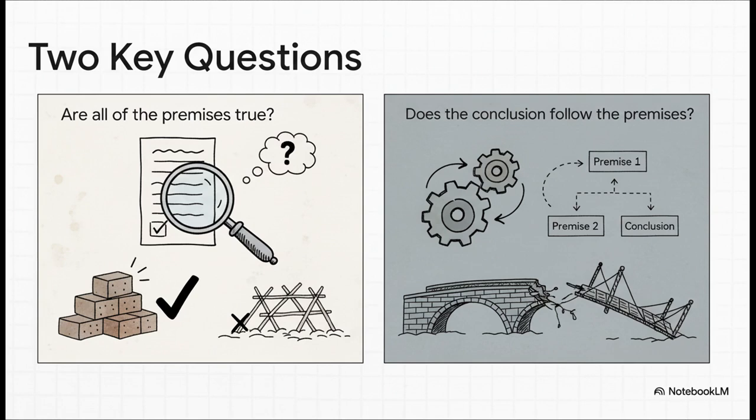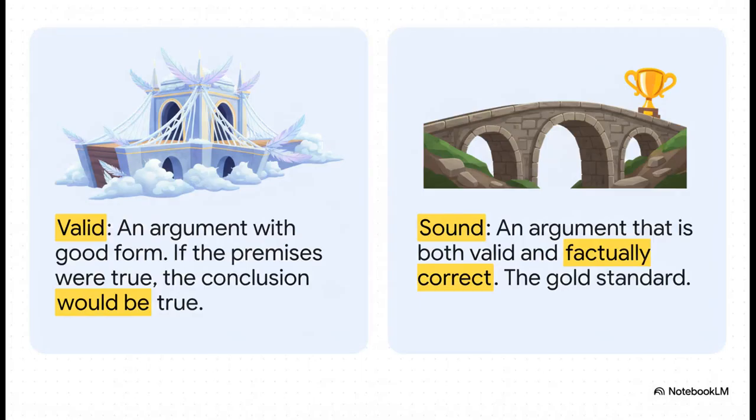And these two questions, they lead us right to our key concepts. Validity is all about the structure. It's like having a perfectly built house. A valid argument means if the premises were true, the conclusion would have to be true. The structure is solid. But soundness, that's the gold standard. A sound argument is one that's valid, it has that perfect structure, and all of its premises are actually factually true. That's what we're aiming for.